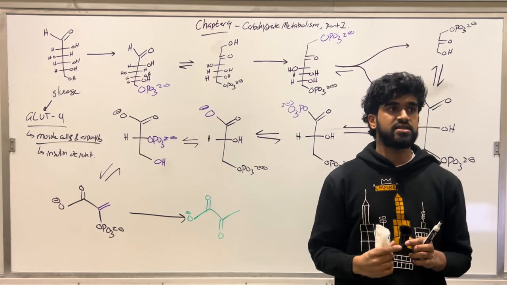Why are we using fructose 2,6-bisphosphate to make fructose 1,6-bisphosphate? Well, if PFK1 makes fructose 1,6-bisphosphate, PFK2 makes fructose 2,6-bisphosphate. Right? Everyone, put your pens down and look at the board.